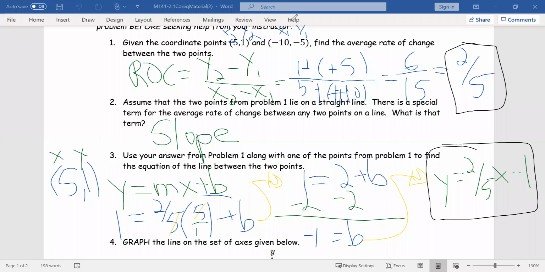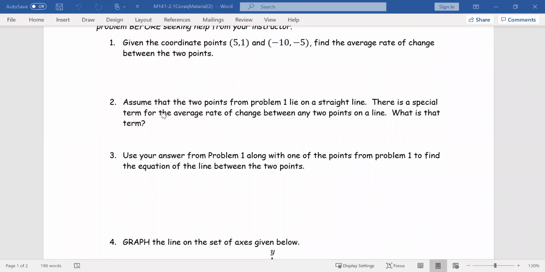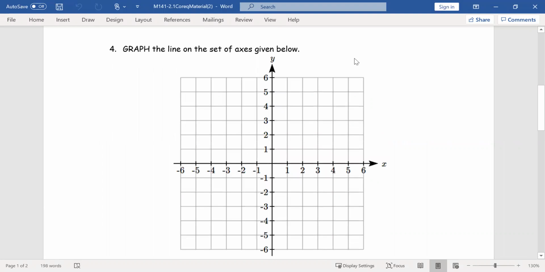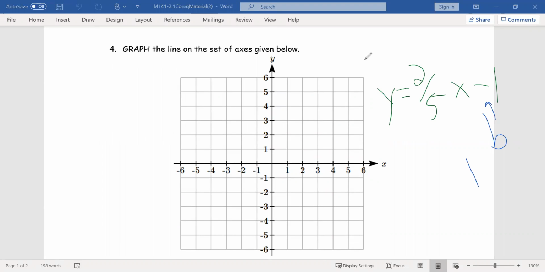Cool. All right, and the last thing for this first set of problems is to graph the line on this set of axes. So again, our equation was y equals 2/5 x minus 1. As I mentioned, this value for b right here, that -1, that's our, and I'm going to do v dot i to mean vertical intercept, which means it's the point where the line intersects the vertical axis. So we can go ahead and put a dot there for -1.